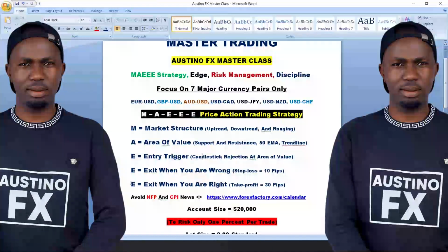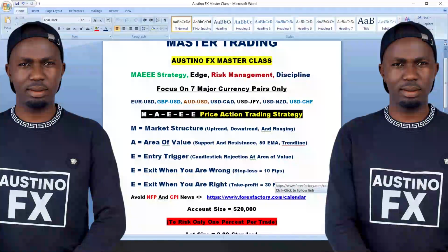The next one is exit when you are right. Another E. So what is exit when you are right? Exit when you are right is my take profit. And my take profit is 30 pips. So that is a 1 to 3 risk reward ratio. I'm risking 1% to make 3%.